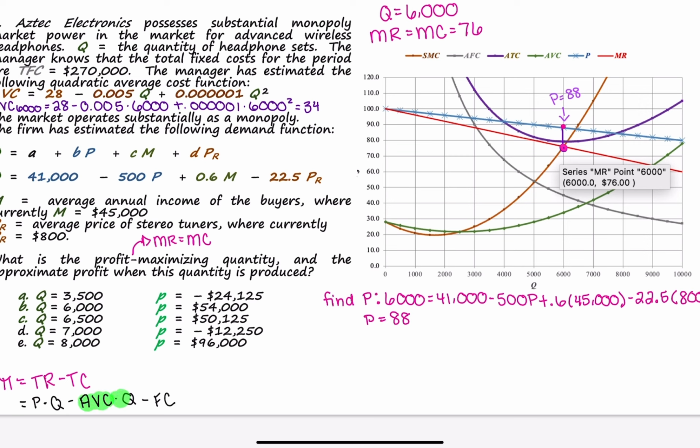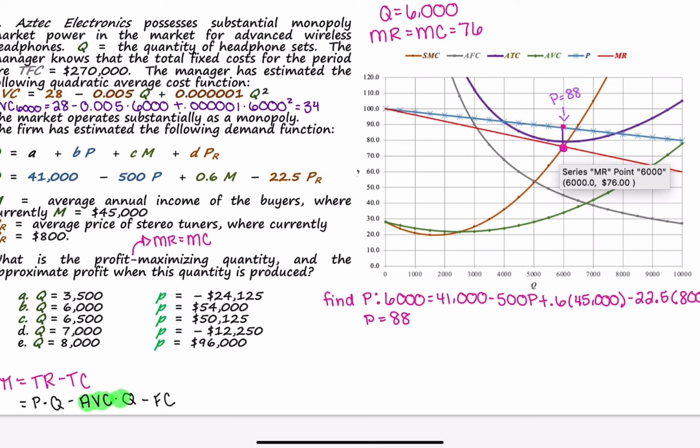which gives us pi equals negative $122,000, which means when they're setting their price to be $96, they're actually losing money. Which is a terrible way to run a monopoly. If you have monopoly power, you're doing something wrong.